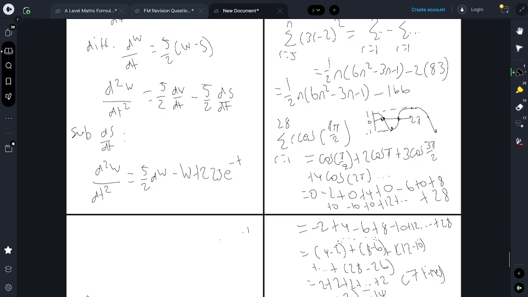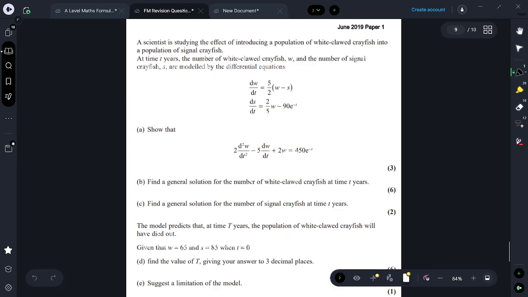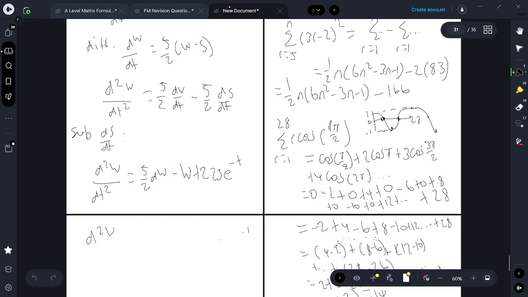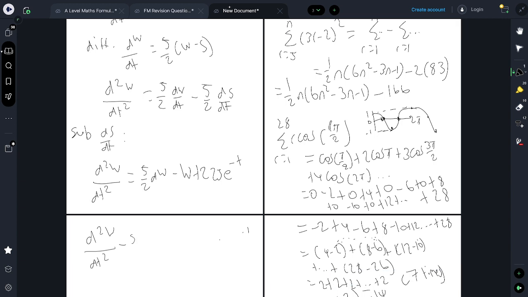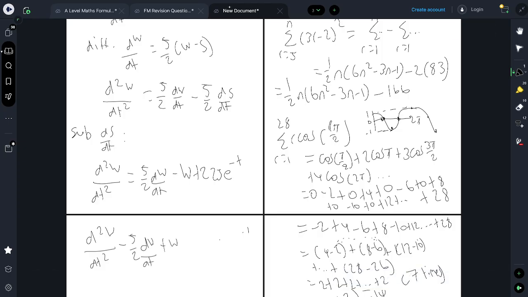So it's a differential equation, but you can solve for w. Now we need to rearrange this. Let's look at the question. All the w's on the left and the e to the minus t on the other side. So d squared w by dt squared minus 5 over 2 dw by dt, sorry, there we are, plus w equals 225 e to the minus t.